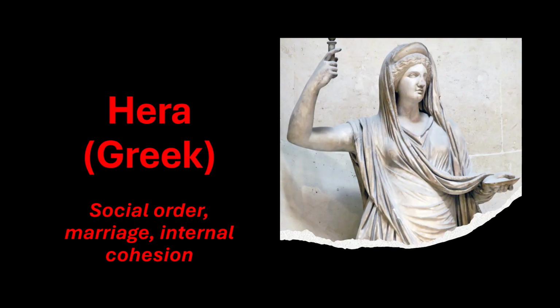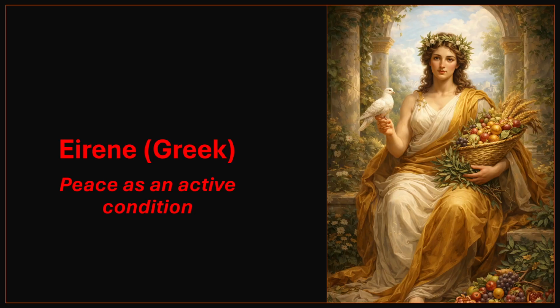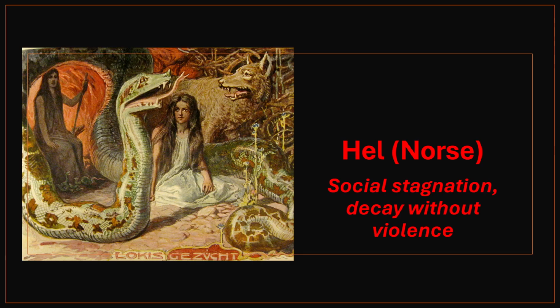Our next archetype is social stability, mood, and collective emotion gods. So our first god for this archetype is Hera, who represents social order, marriage, and internal cohesion. Hestia is the next god who represents domestic stability and internal peace. Eirene represents peace as an active condition. Hel represents social stagnation and decay without violence.